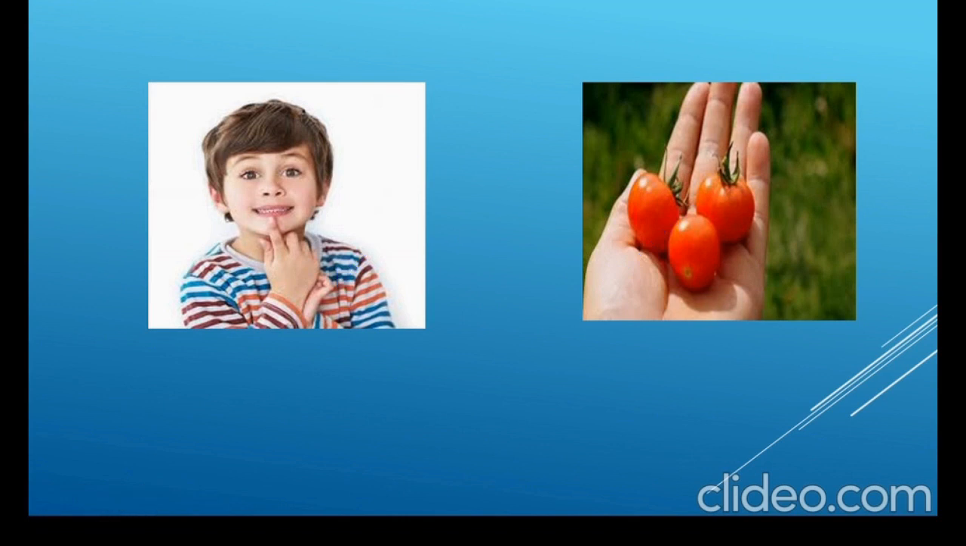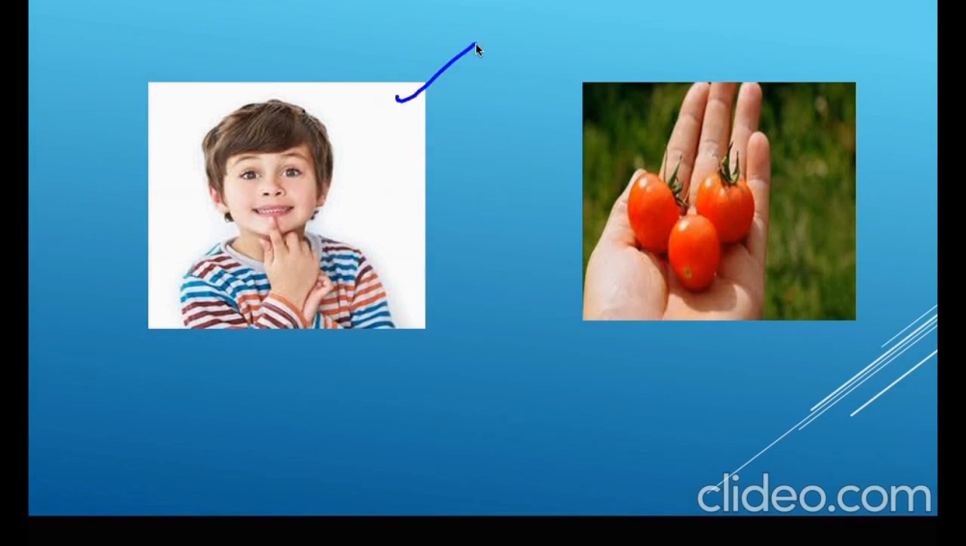So, as we see here, you can find a picture of tomatoes and a child. Which one is light and which one is heavy? Good. The heaviest one is the child. When we measure a child, we measure by a unit. We call it kg, kilogram. And here, a unit, we call it gram. Okay?